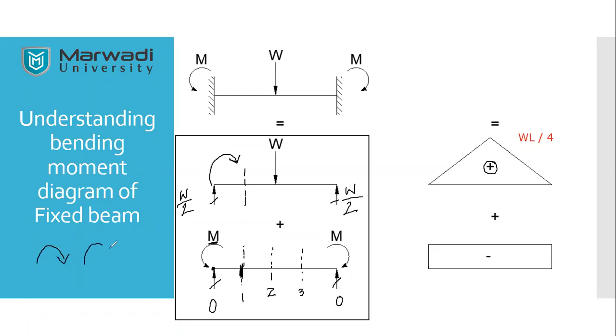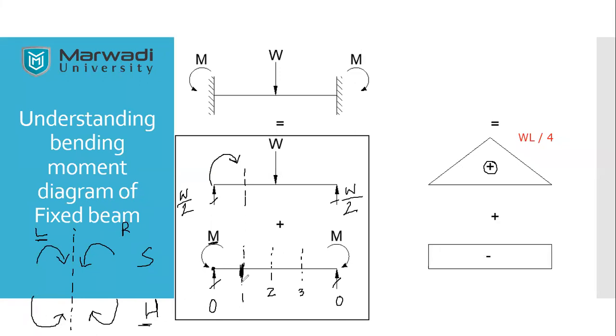If it is in this direction, we consider it as sagging, and if it is in the opposite direction, we consider it to be hogging. This is my section at which I am standing, which I am taking into consideration. Here, if I see the left side of this, I need to refer to the left, and this is my right side. So if I consider the left side, it is going to be in this manner. So it is going to be hogging.